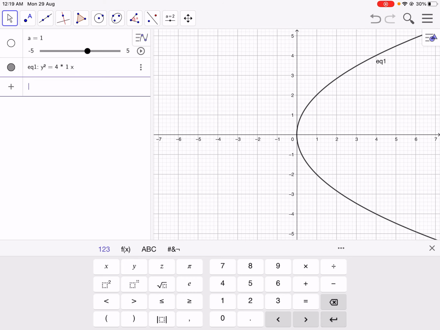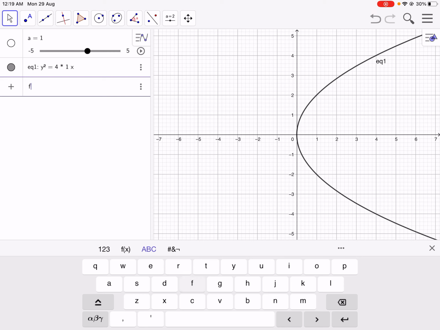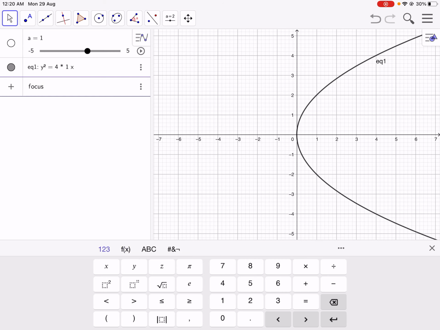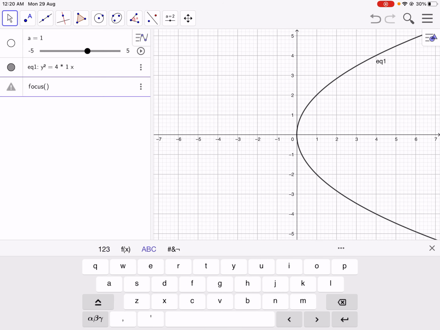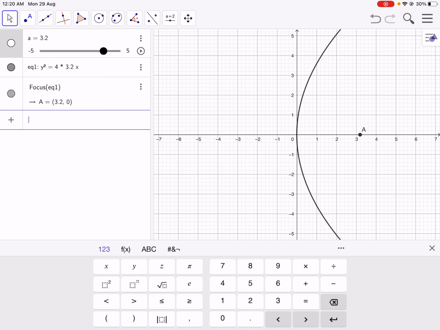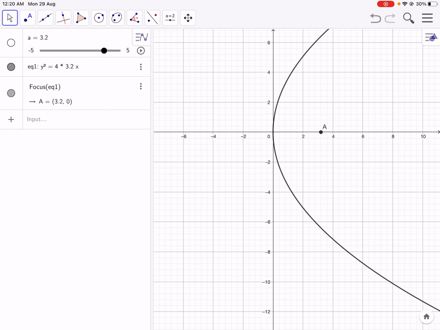Okay, and A is 1 there, and if I type in the focus of my equation 1, okay, there it is, it's at 1. If I change the slider to 3.2, the focus changes to 3.2.